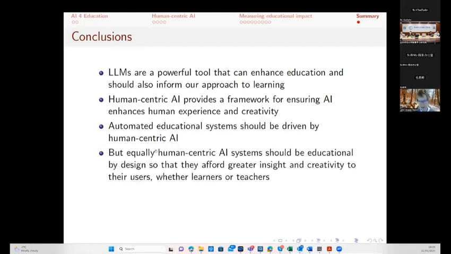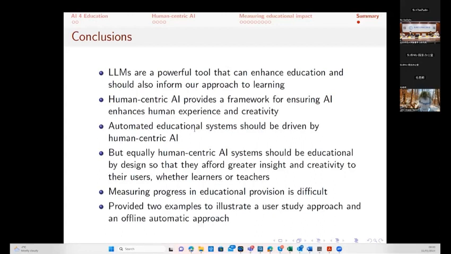But equally, I think it's fair to say that human-centric AI systems should be educational by design, so that they afford insight and creativity in their users, whether they're learners or teachers. And measuring progress in educational provision is extraordinarily tricky. I've provided two examples that illustrate two approaches that I think have made some progress, but I think there's a lot more that needs to be done in this area.